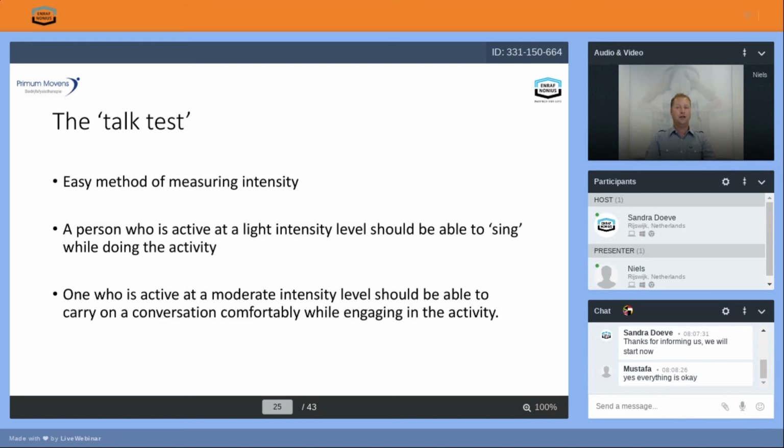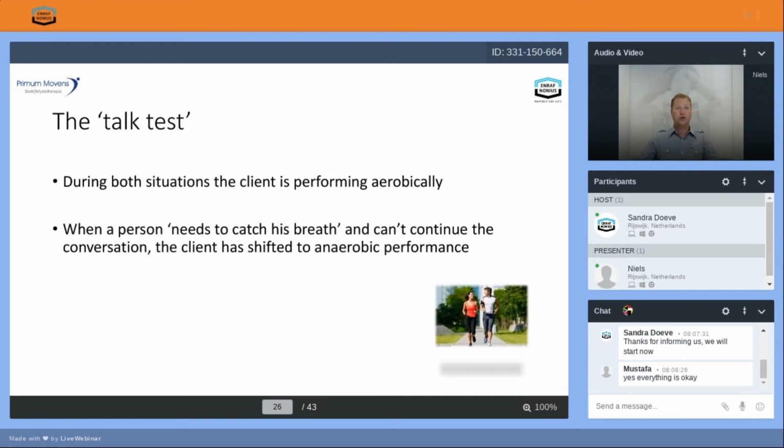So instead of singing, what you can do as a physiotherapist, you can start a chit-chat conversation with your patient. When they are able to have a normal conversation with you and respond to your questions, at that moment, when they're able to answer your questions, you should realize that your patient is performing on an aerobic level. When the patient needs to catch his breath or can't speak because there are hiccups in their answer, then you should realize that the patient has shifted to an anaerobic performance.